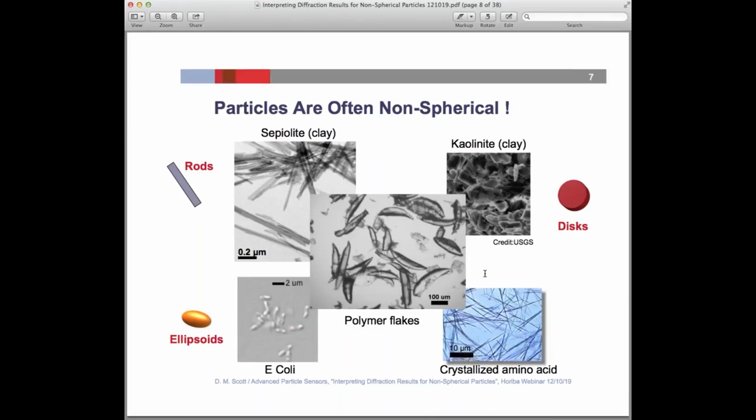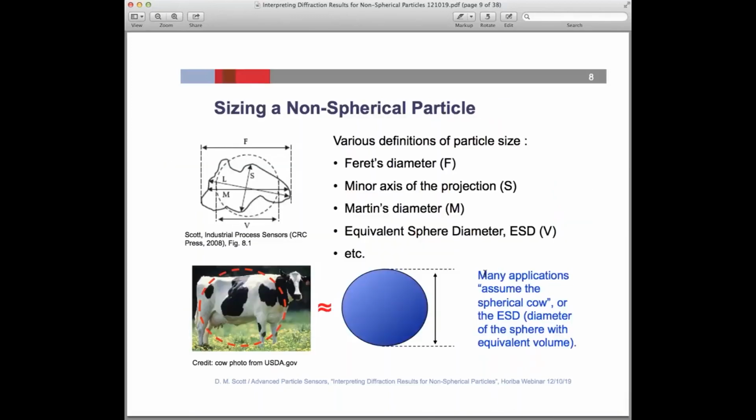And so for the next minute or two, I'm going to talk about how shape affects the size measurement and the ways in which the shape affects. The first thing is, what do we mean by size when we're talking about a non-spherical particle? The diagram at the top shows various definitions of particle size. You can have Feret's diameter. You can look at the minor diameter, projection. There's another measurement called Martin's diameter. Most labs that I know will assume the spherical cow, and what that means is you take some funny-looking three-dimensional object, and you say, well, what's the equivalent spherical diameter?